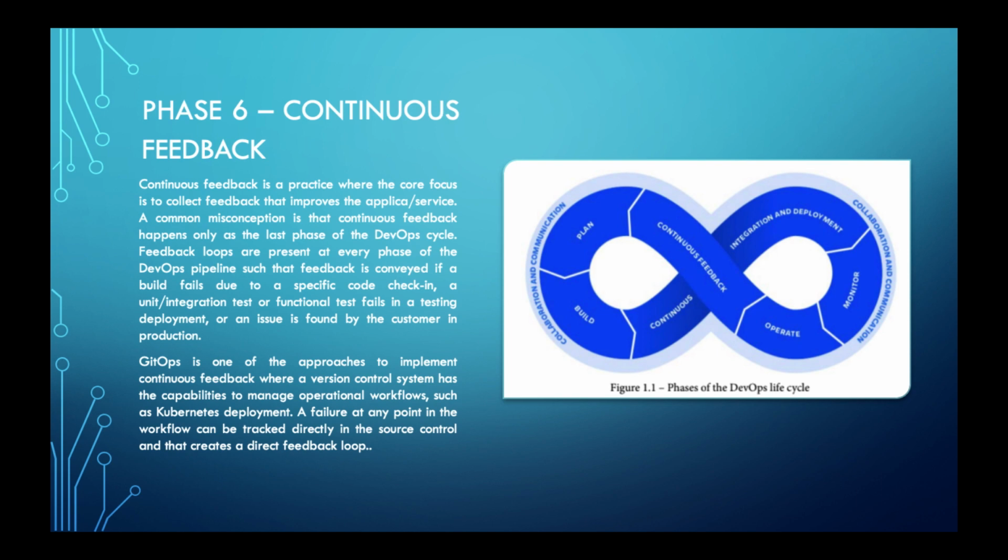GitOps is one of the approaches to implement continuous feedback where a version control system has the capabilities to manage operational workflows, such as Kubernetes deployment. A failure at any point in the workflow can be tracked directly in the source control, and that creates a direct feedback loop. That's all about the DevOps lifecycle phases. Let's discuss DevOps key pillars.